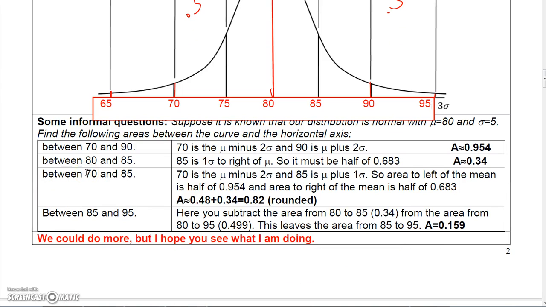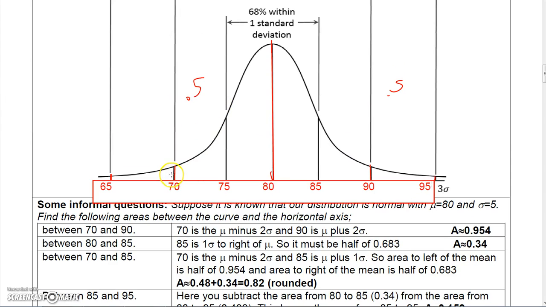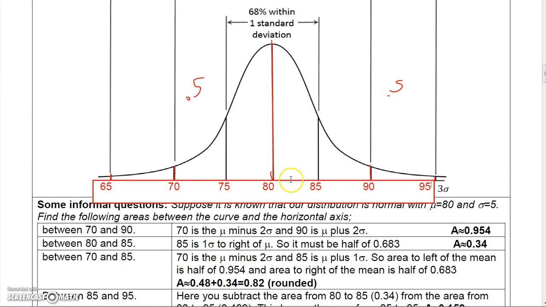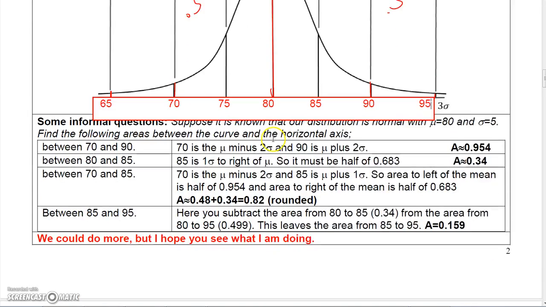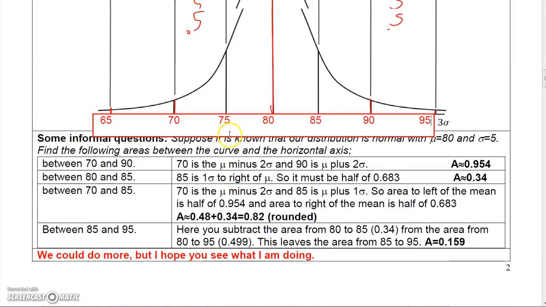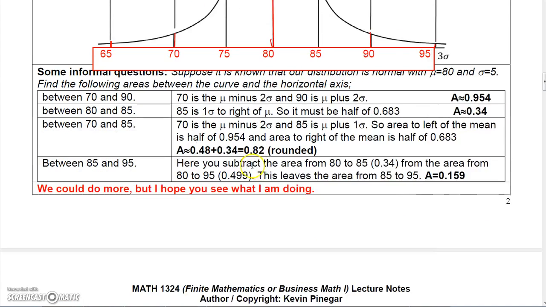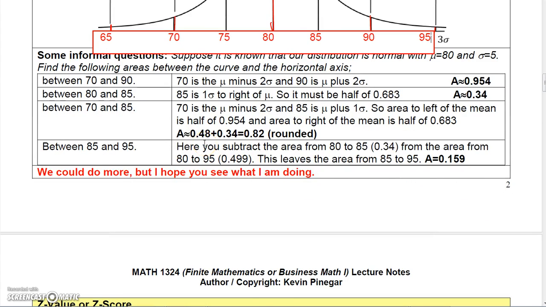Now, if you wanted to get more complicated, let's say you wanted to go from 70 to 85. Well, from 70 to 80, that would be half of 0.954, which is about 0.48. And then from 80 to 85 would be half of 0.68, which is 0.34. So the area under the curve from 70 to 85 would be the sum of those, which is about 0.82.